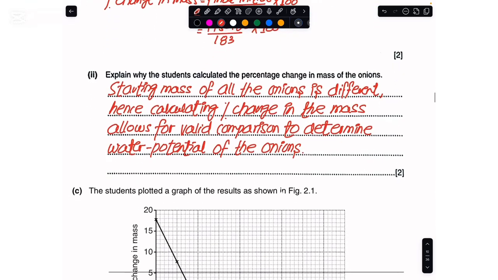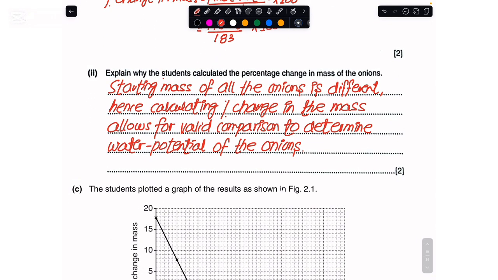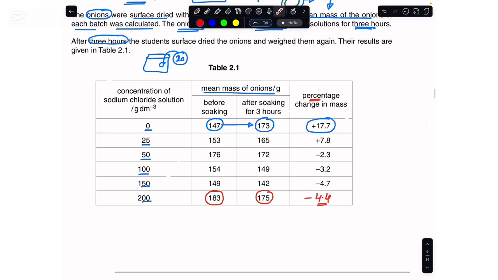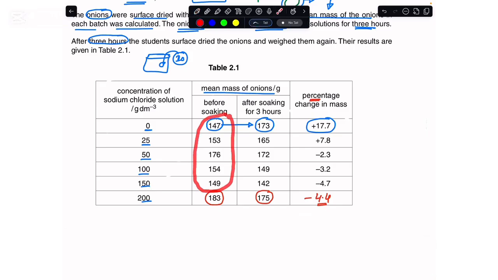If we move onward, they say explain why the student calculated the percentage change in mass of the onions. The reason is that the initial mass of all the onion bulbs is different. So when he calculates the percentage change in mass, it is easy for him to compare the change in terms of percentage change.